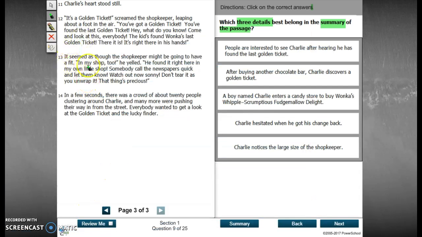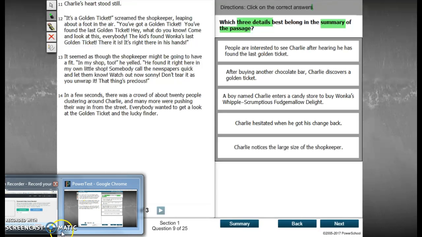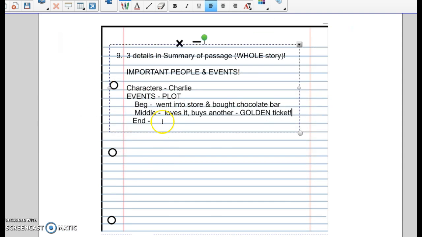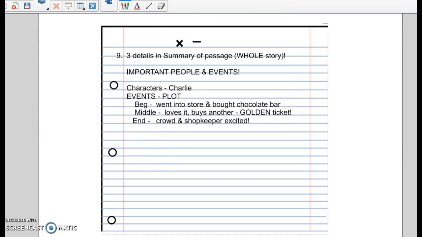And let's look back at the end. What happened at the end? All right, paragraphs 13 and 14. Shopkeeper's really excited. In a few seconds, the crowd of 20 people were clustering around him. Everybody wants to get a look at the golden ticket. So crowd and shopkeeper excited. Okay, so then you can look at your choices.